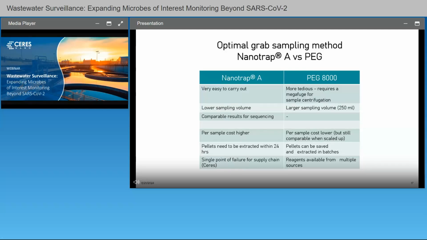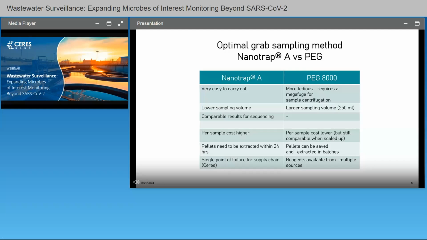at least 2 times the volume. More than 2 times the volume. But the problem with using a higher volume is that the methodology becomes more tedious. You need to purchase a megafuge for sample centrifugation in order to centrifuge these large amounts of sample. But for Nanotrap A, you don't need to buy that.